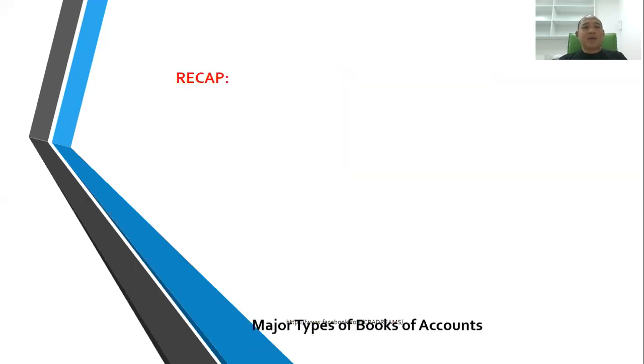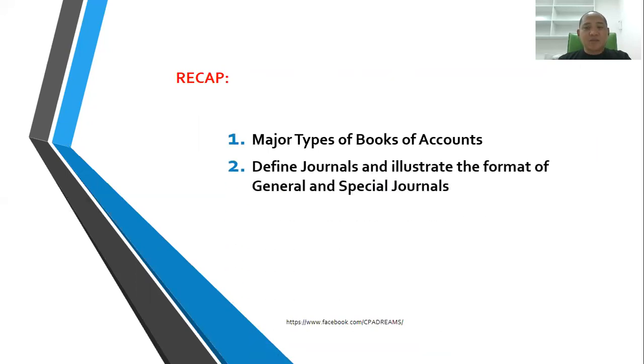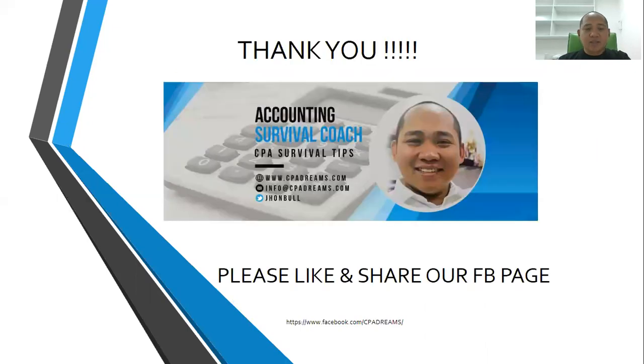So, a recap of what we have learned today: the major types of books of accounts, which are the journal and ledger. We defined the journals. We illustrated the format of general, special, and combination journals.